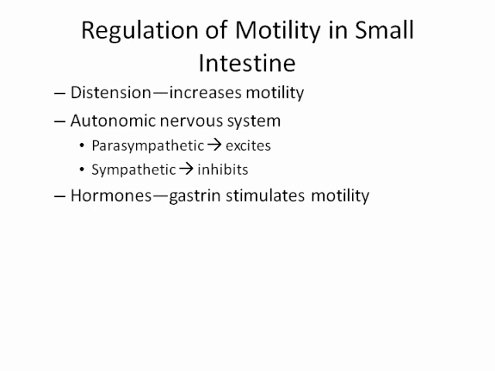And motility in the small intestine is also regulated. Distension of the small intestine, as you might imagine, increases motility because distension would indicate an increased delivery of chyme into the small intestine, in which case we need greater motility to help process that chyme. Autonomic nervous system, again, it makes sense. The parasympathetic nervous system, the rest and digest system, excites motility because it's going to increase digestion. And if the parasympathetic nervous system excites, then it makes sense that the sympathetic nervous system would inhibit motility. Hormones that stimulate motility: gastrin.